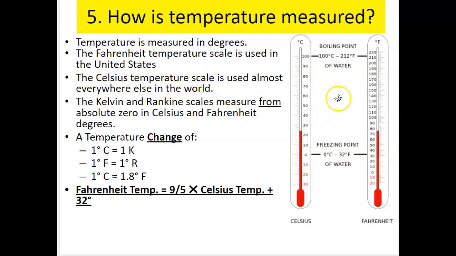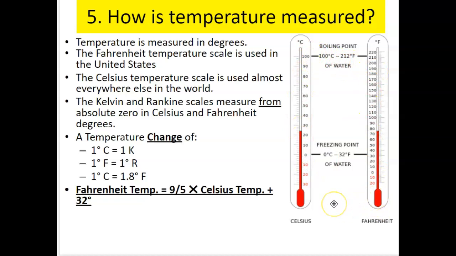The Celsius scale is nice because it's based on water. So 100 degrees Celsius is the boiling point of water, and 0 degrees Celsius is the freezing point of water. Of course, for Fahrenheit, that corresponds to freezing at 32 degrees Fahrenheit, and boiling at 212 degrees Fahrenheit. These are both linear scales.